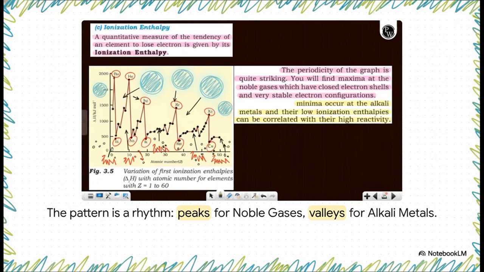And this graph shows the beautiful rhythm of that price. The peaks, the highest, most expensive ionization energies, belong to the noble gases like helium, neon, and argon. Their electron shells are full and stable, and they do not want to give up an electron. The valleys, the lowest bargain bin prices, are the alkali metals like lithium and sodium. They're super reactive because it's so cheap and easy to remove that one outer electron.